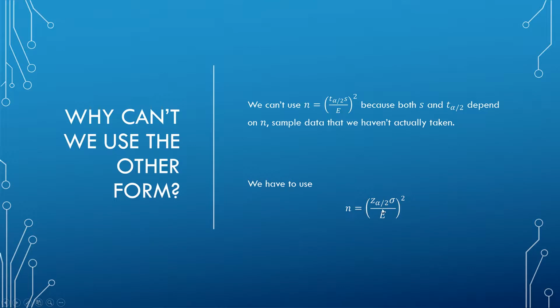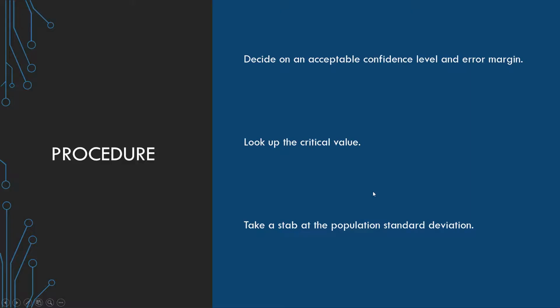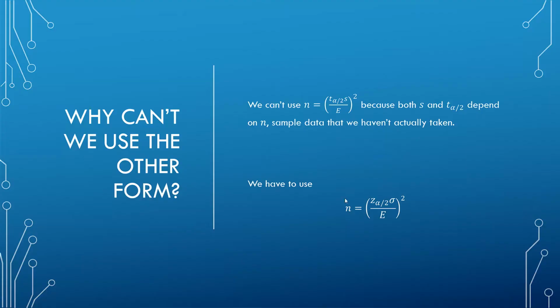So maybe that makes life a little easier, right? We're getting back to the z stuff that we like, z-scores. But anyway, here's how we're going to do it. Right, we need 3 things to find n. We need the critical value, we need sigma, and we need e.